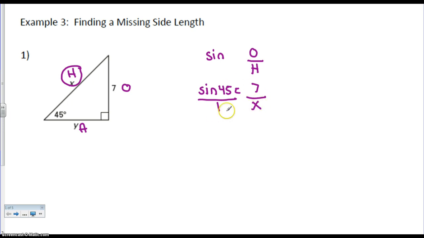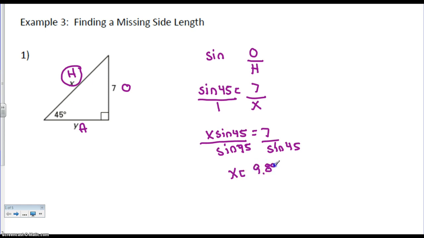So I make this into a proportion by putting the sine over 1. And I'm going to cross multiply, so I have x sine 45 equals 7. Divide both sides by sine of 45. I end up with x being 9.89. So I know what this is now.